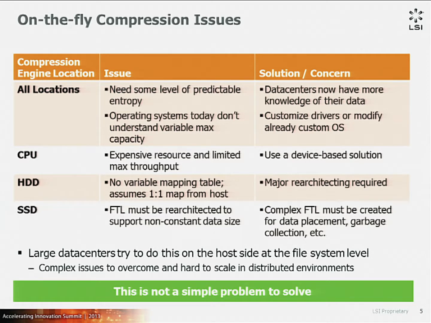An HDD always assumes a one-to-one relationship from the host, so there's no way to allocate data into different capacities, different parts of the HDD. So you'd have to really significantly re-architect the HDD. For an SSD, well, you have a flash translation layer, the FTL, but you'd have to re-architect it to support that non-constant data size. So you could create a complex FTL that could manage that, and you have to focus on the data placement, garbage collection, etc.